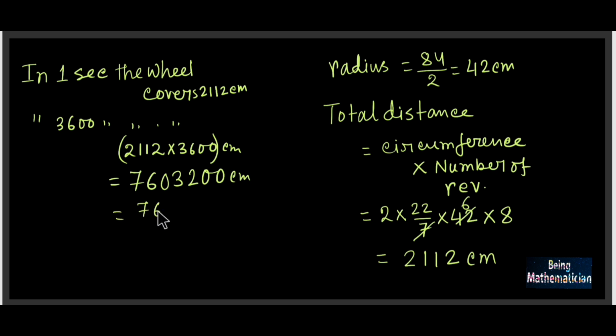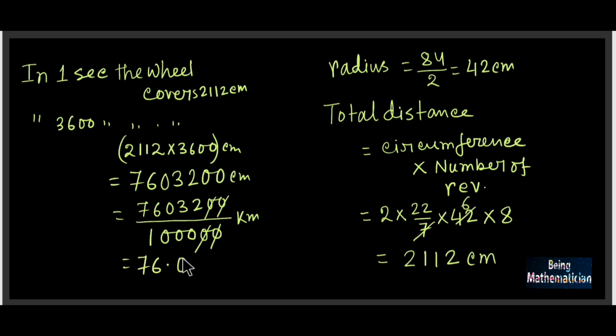Now we know that the centimeter is equal to 7603200 divided by 100, so this is kilometer. Now 0 and 0 cancel out, and it is 76.032 kilometer per hour. So it is our answer.